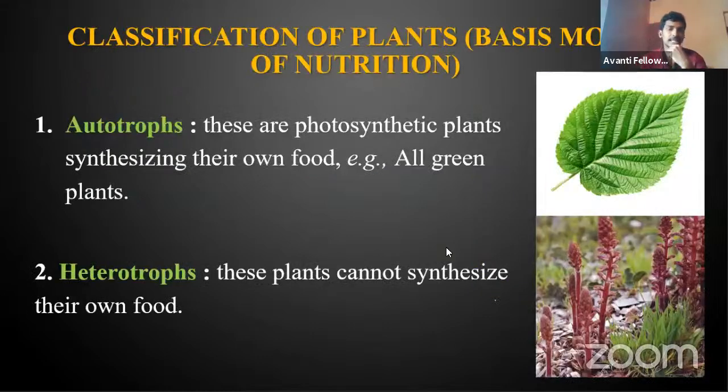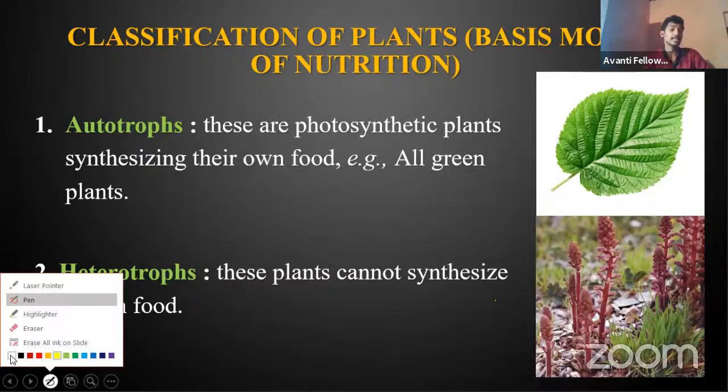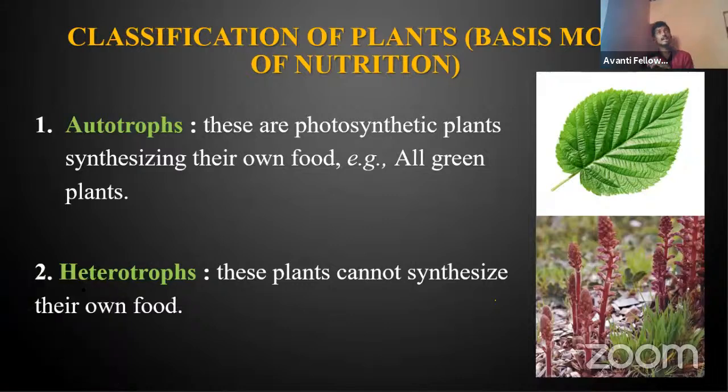So the next one is based on nutrition. Based on nutrition, we differentiate plants into autotrophs and heterotrophs. When we are learning about the plant kingdom, we normally call them photosynthesizing organisms, right? But I told you there, if you remember, not all plants are autotrophic. Some of them are not autotrophic. We call those kinds of plants heterotrophs.